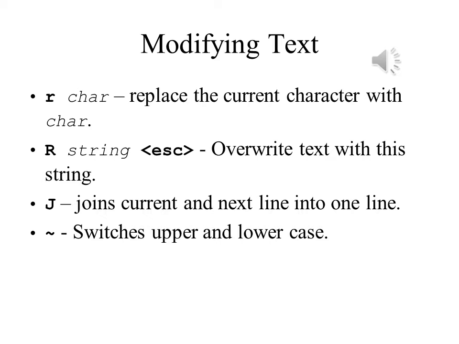A capital R allows me to overwrite an extended string. From the time I hit the capital R until I hit the escape key, it will replace all of the text under which the cursor is currently located. It works largely in the same way as the input mode does. The difference here is that you're not inputting additional text. You are inputting text that is replacing what you previously had.